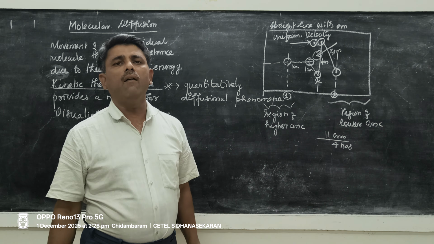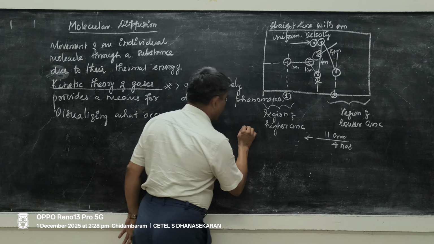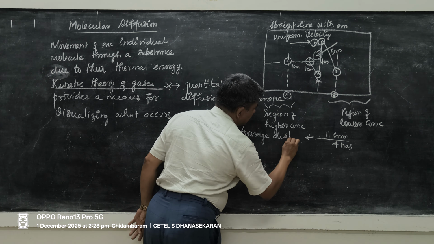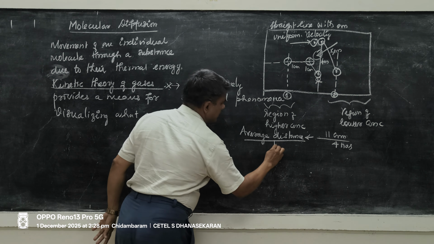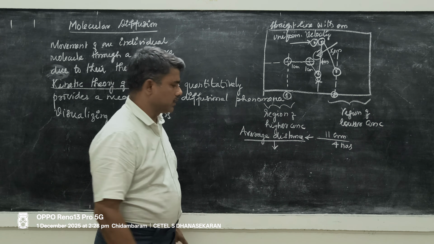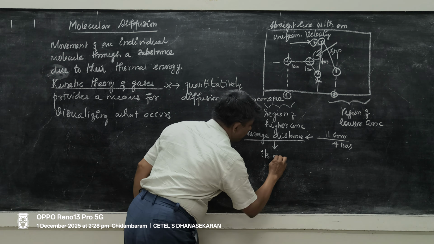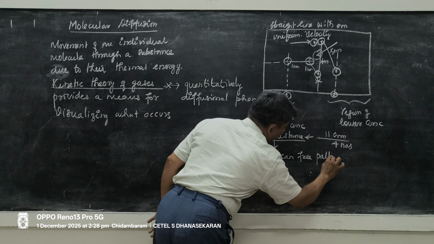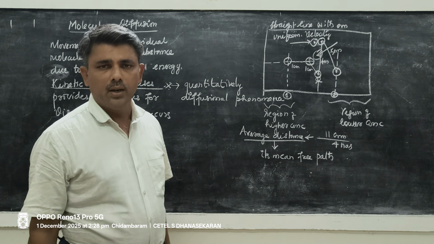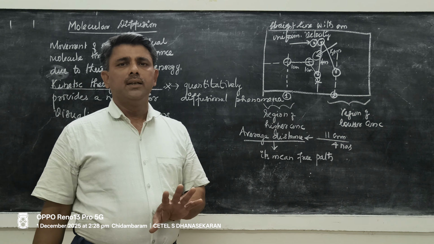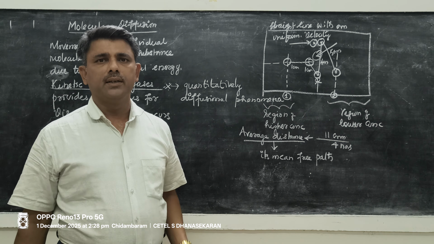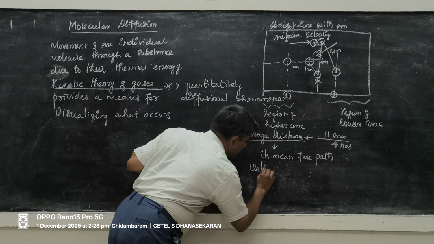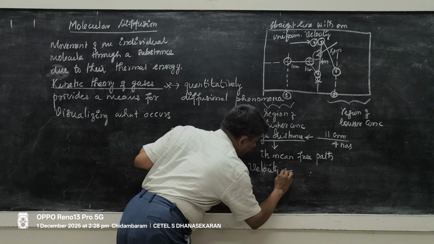The distance travelled by the molecule between the collisions is called the average distance. This distance is known as its mean free path. The average distance travelled by a molecule between the collisions is called the mean free path. Clear? Next, the velocity depends on its temperature.